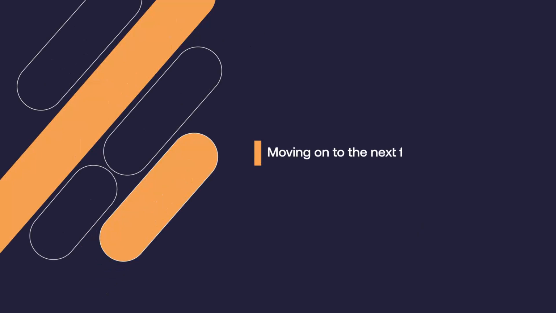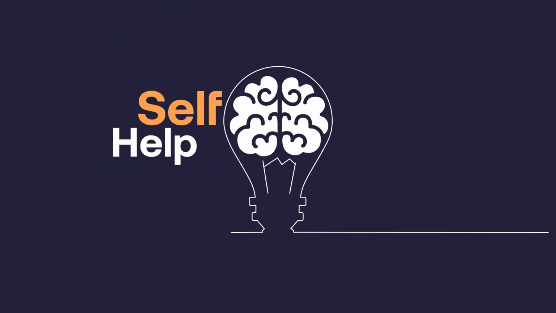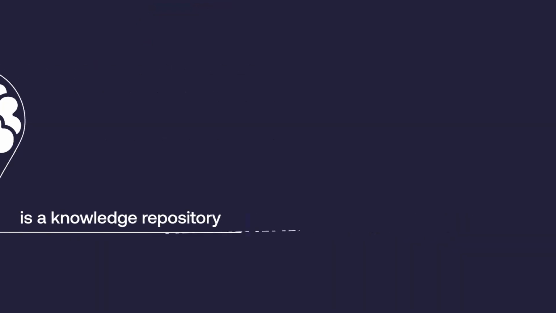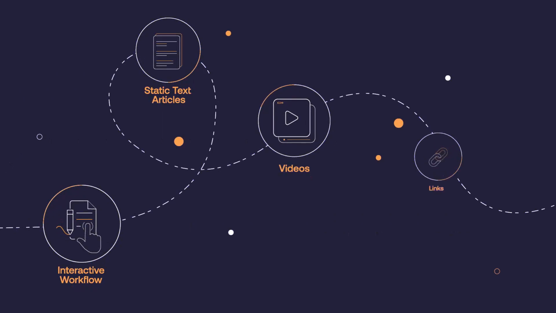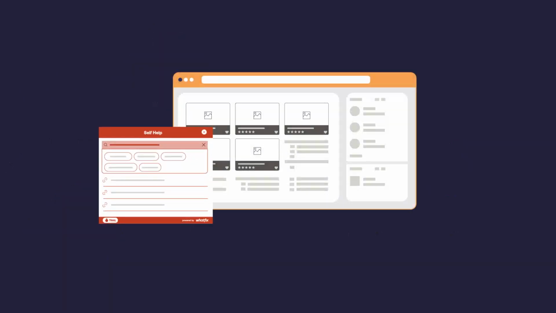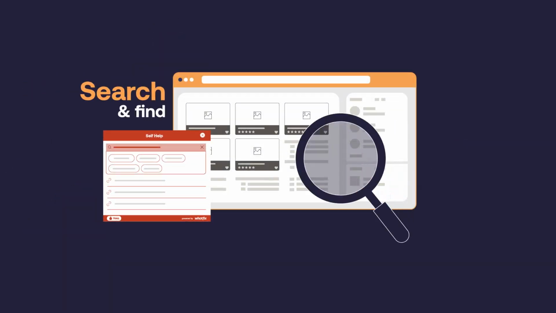Moving on to the next feature, self-help. Self-help is a knowledge repository on your application that can host interactive workflows, static text articles, videos, and links. Self-help includes the ability to search and find product-related information.